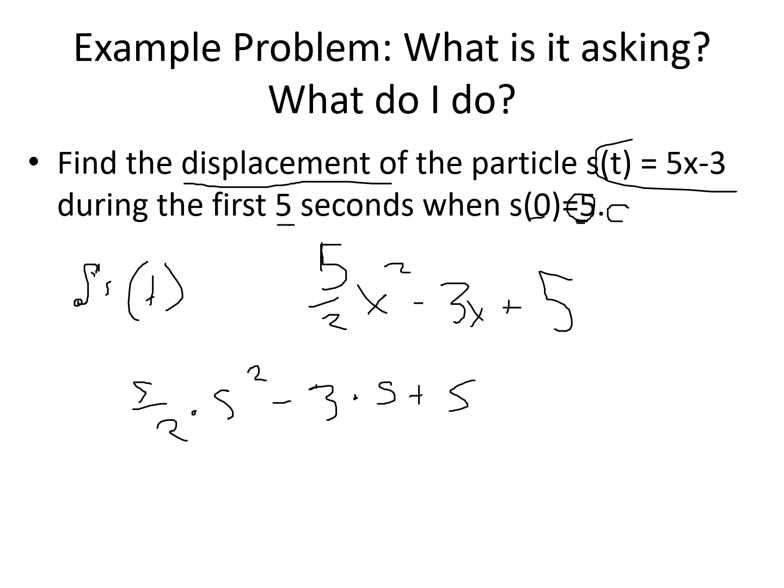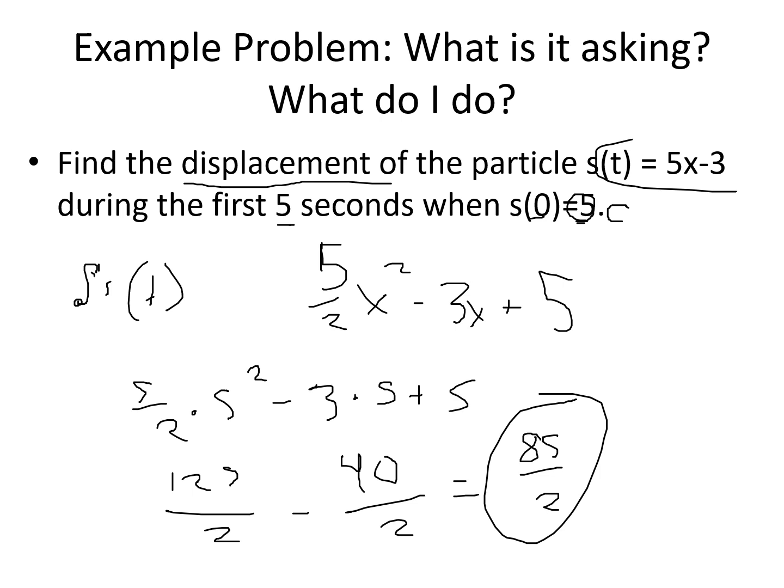This is 25. 25 times 5 is like what, 125? Let me just check. 125 over 2. 125 over 2 minus 15 plus 5 is 20, which is 40 over 2. 125 minus 40 is equal to 85 over 2. That should be the displacement of the particle. I don't want to check. If I'm wrong, let me know.